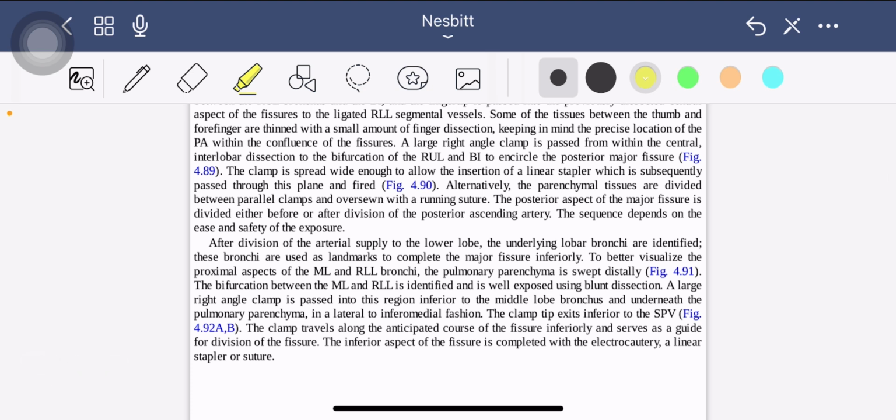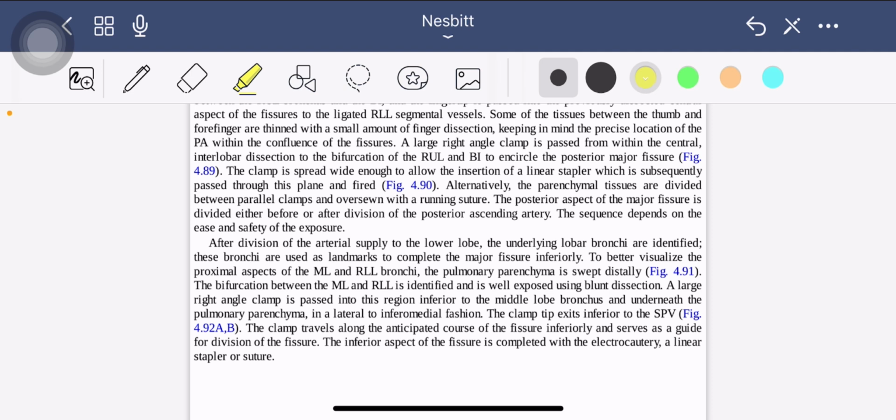The posterior aspect of the major fissure is divided either before or after division of the posterior ascending artery. The sequence depends on the ease and safety of the exposure. After division of the arterial supply to the lower lobe, the underlying lobar bronchi are identified, and these bronchi are used as a landmark to complete the major fissure inferiorly.